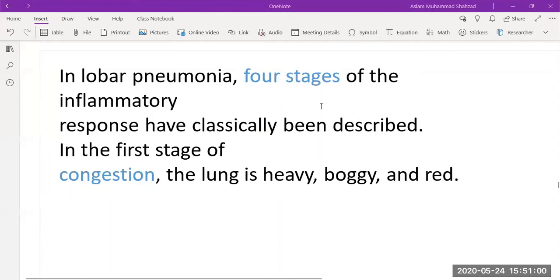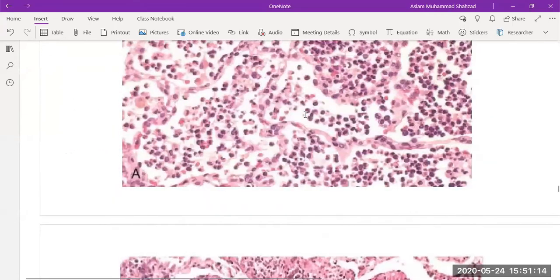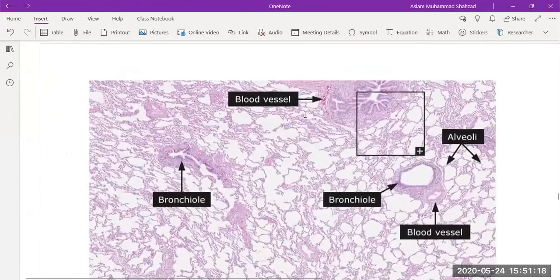So lobar pneumonia consists of 4 stages of inflammatory response. First is congestion, and the lung is heavy, boggy, and red. These are the pictures where we can see the presence of inflammatory mediators.